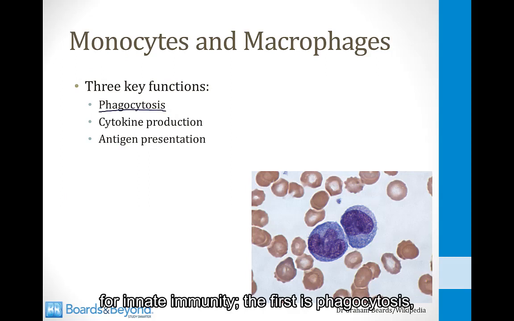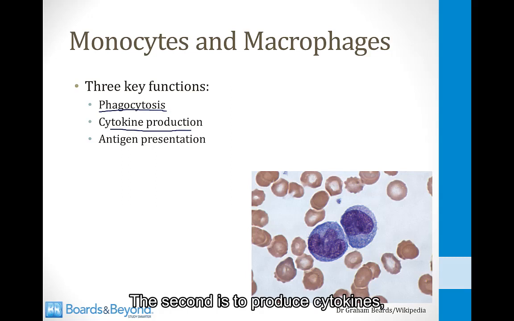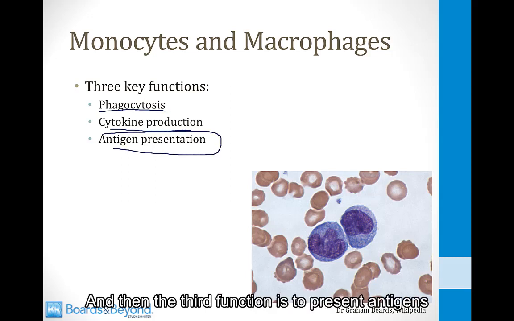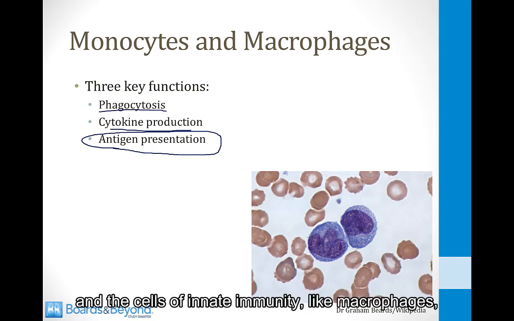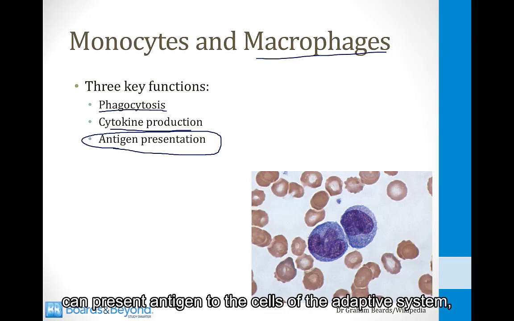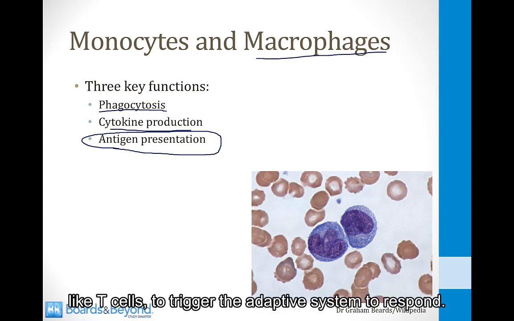Macrophages perform 3 vital functions for innate immunity. The first is phagocytosis, which we'll talk about in a minute. The second is to produce cytokines, which trigger the inflammatory response. And the third function is to present antigens to the adaptive immune system. We won't talk about this much in this module, but just remember that the innate and adaptive immune systems are interlinked, and the cells of innate immunity, like macrophages, can present antigen to the cells of the adaptive system, like T cells, to trigger the adaptive system to respond.